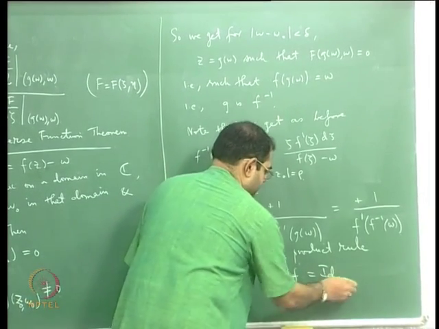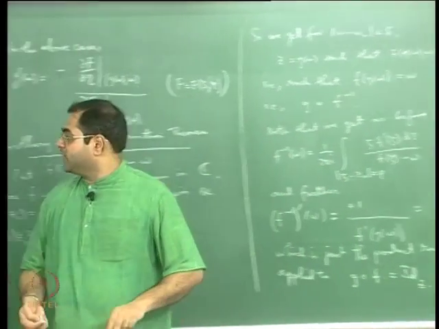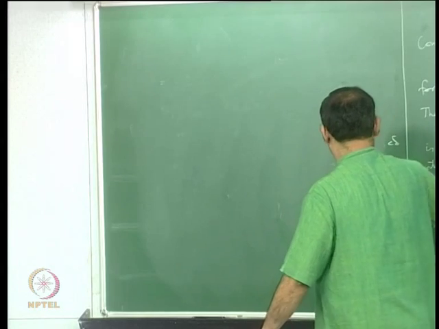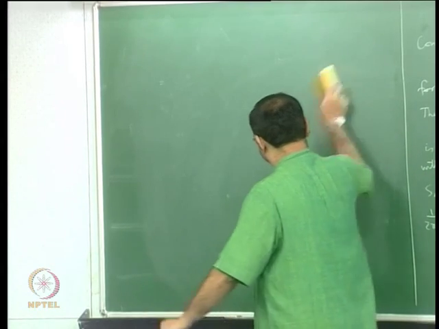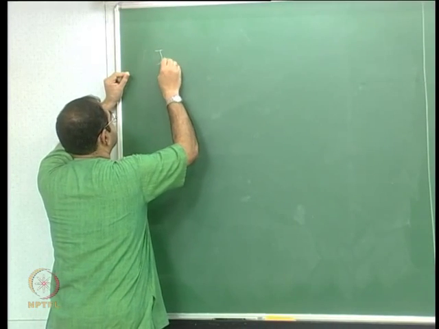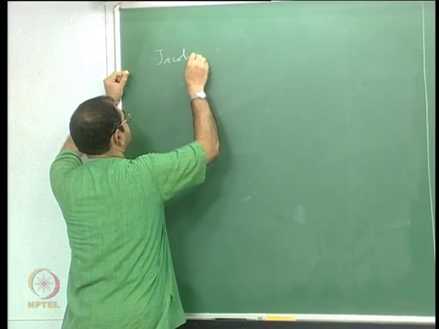So okay, now let me end this lecture by saying something interesting about an open problem, which is an open problem both in complex analysis and algebraic geometry, a very important one, the Jacobian conjecture.